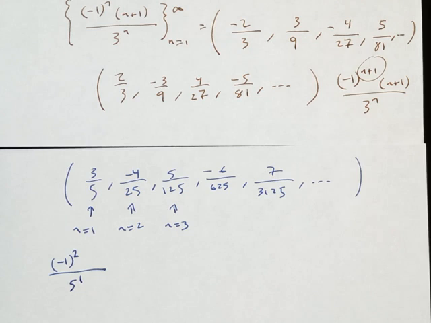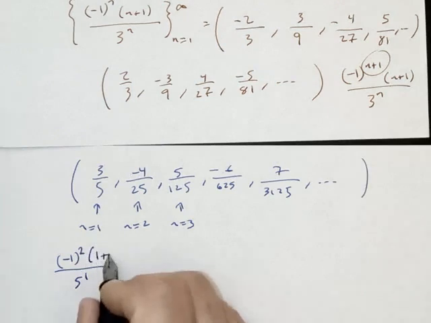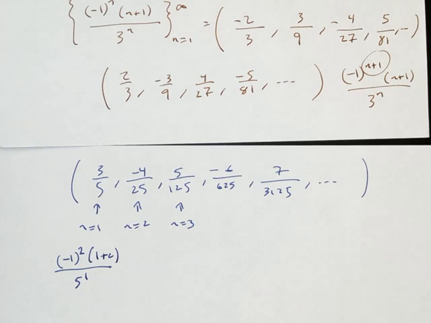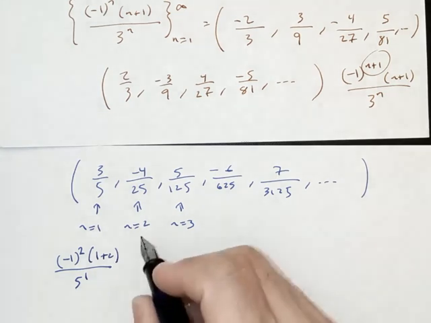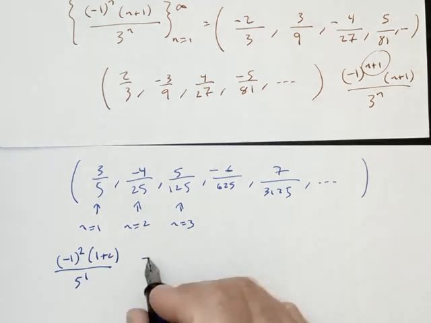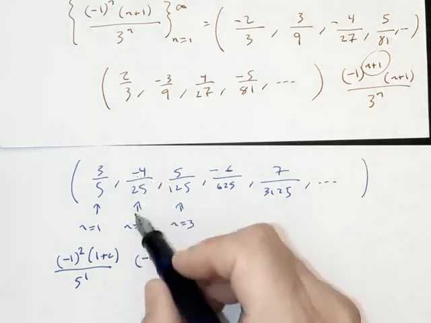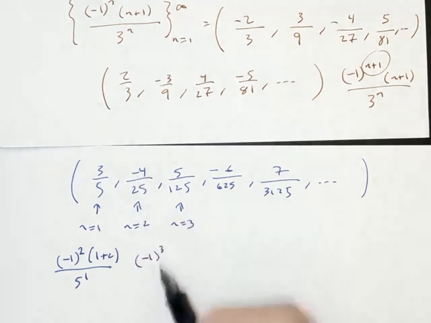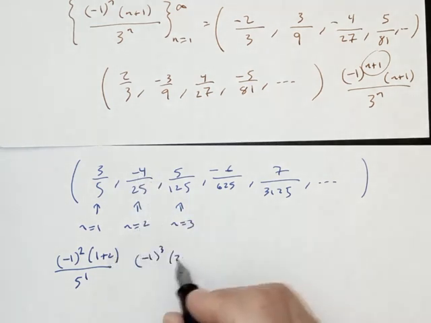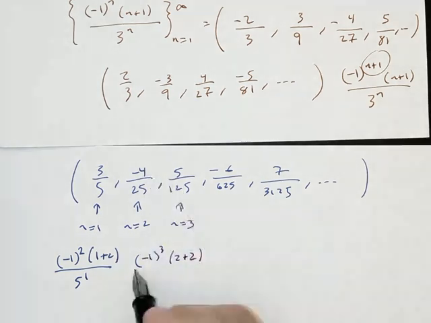To get from a 1 for the n to a 3, I add 2. I think this might be the first term. And if I'm lucky, that pattern holds for the second term. So let's now look at n equals 2. Minus 1 to the third would give me a minus. 2 plus 2 would give me a 4. And 5 squared does give me a 25.